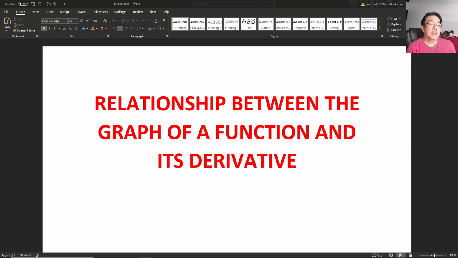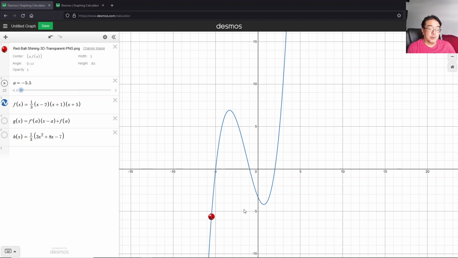Hi everyone. Let's look at a couple examples about the relationship between the graph of a function and its derivative. For this first example we have this cubic function, and let's just play around with this graph. If we go along, just watching the red ball that goes along with it, we see what is happening to the derivative of this function as we move it along the curve.